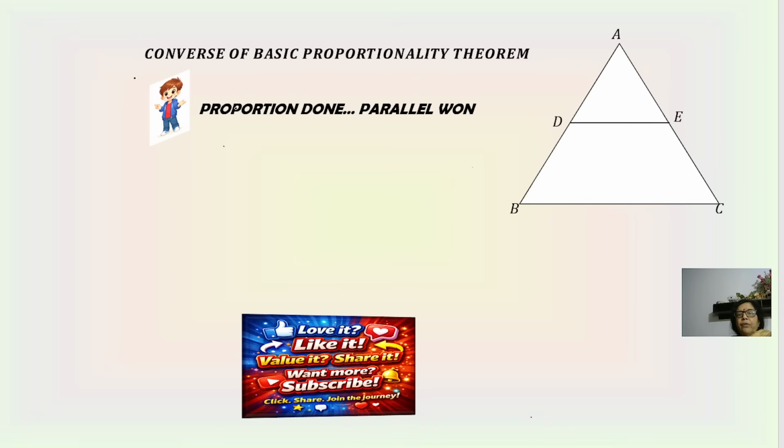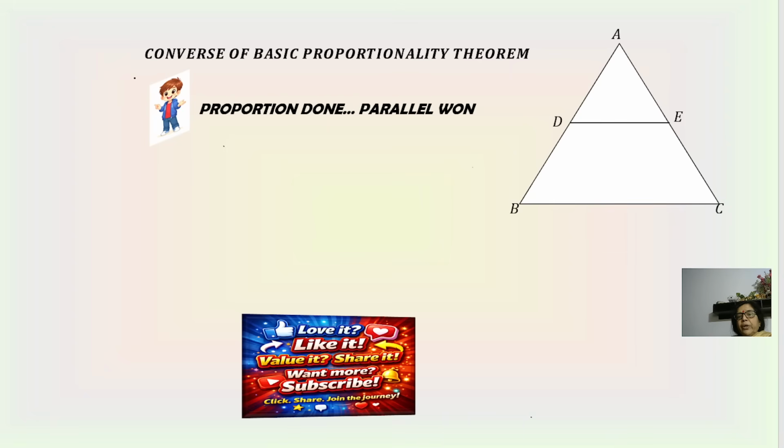Now, we know that converse of any theorem is just the reverse of the original statement. So here, if we take any triangle and if we draw any straight line intersecting two sides of the triangle, then if this line is dividing the two sides which it is intersecting proportionately, then it will be parallel to the third side.